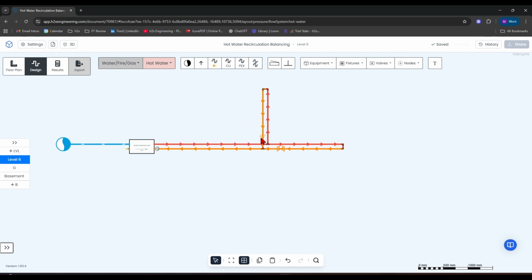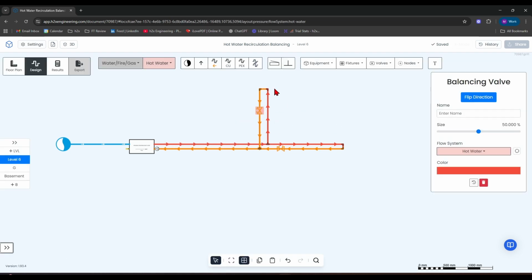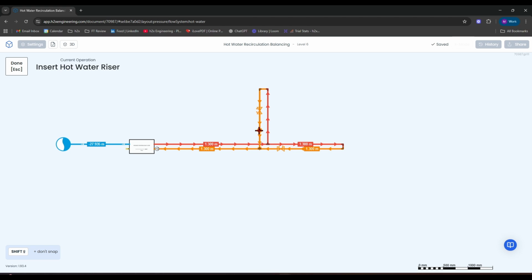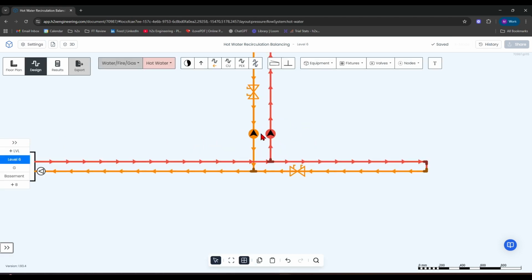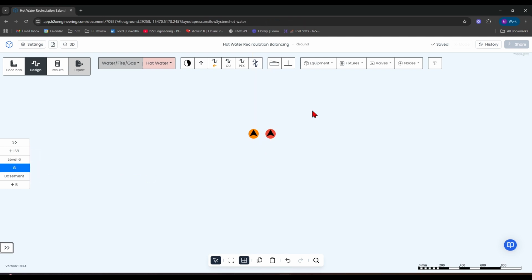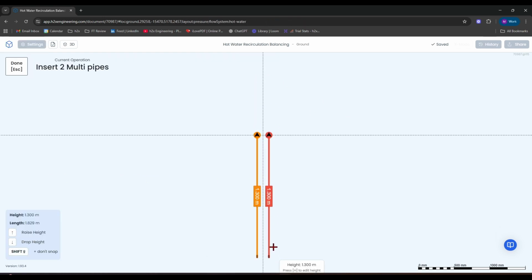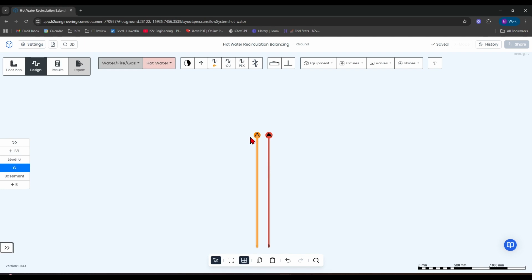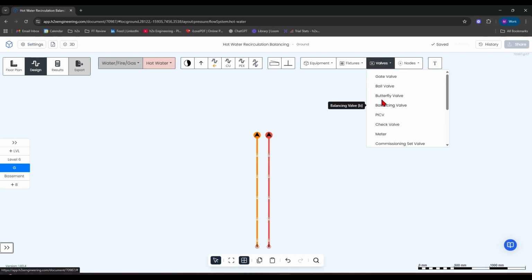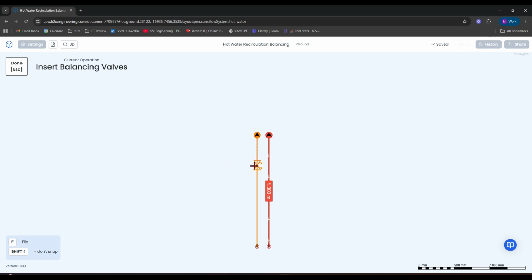You can also branch off on a vertical level. So let's say we had two risers here and here. This would then become its own branch. So on the level that we connect on, we would need to have a balancing valve off that branch. Like that.